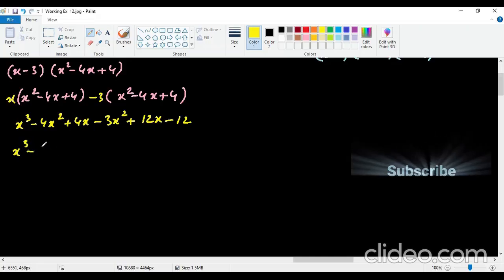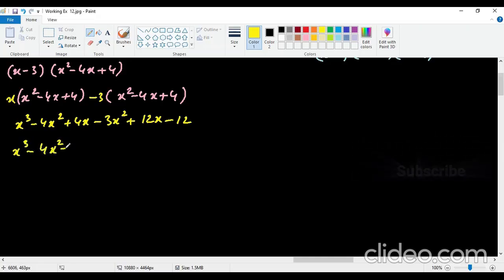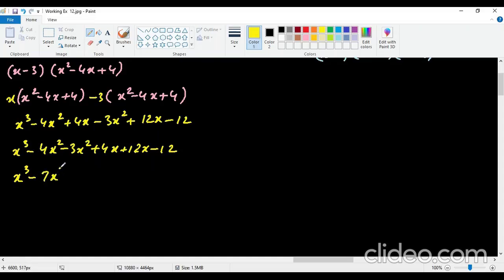Bringing like terms together, minus 4x square and minus 3x square together, and plus 4x and plus 12x are going to be together. Further simplification is going to give me minus 7x square and plus 16x minus 12 as a final answer for this question.